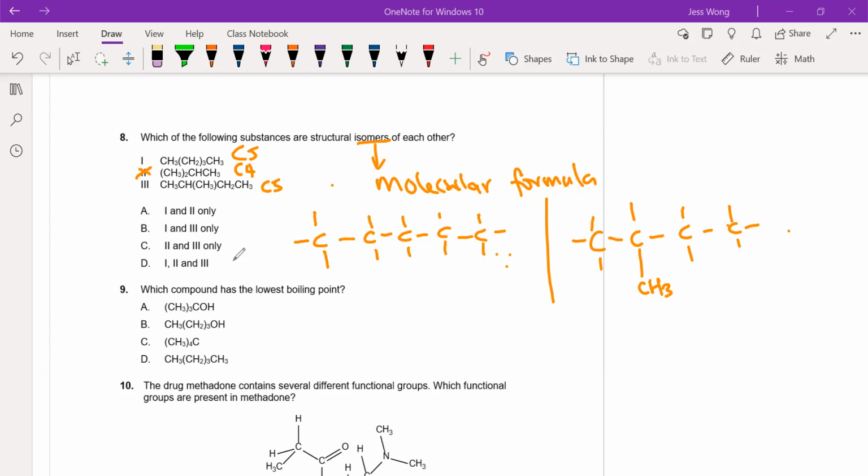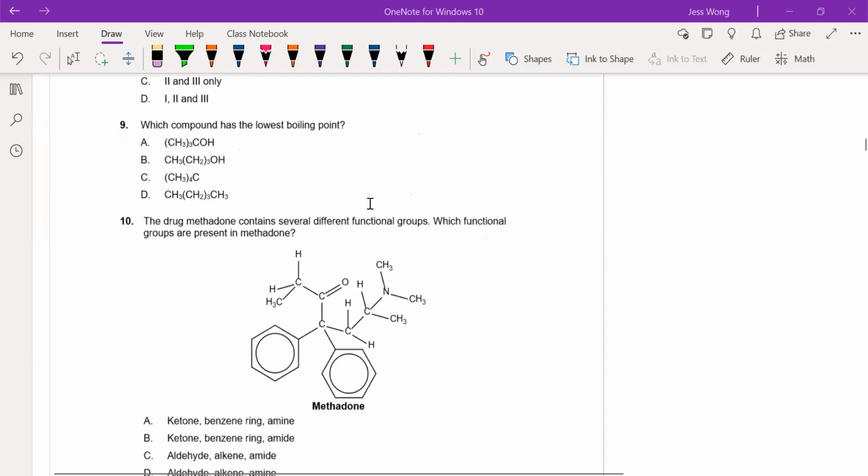Okay, next question, question 9. Question 9, the answer is B, which has the lowest boiling point.